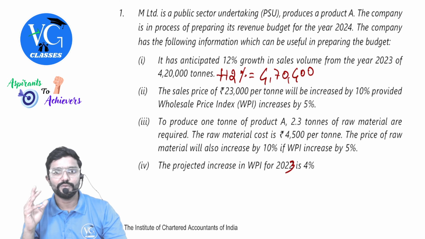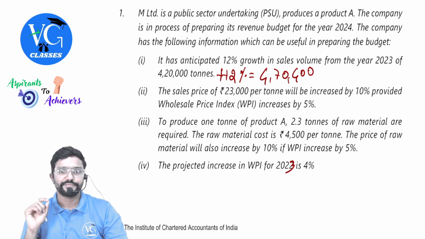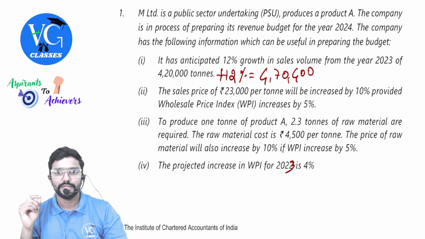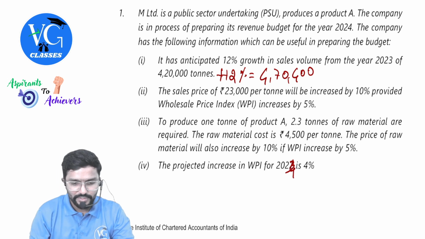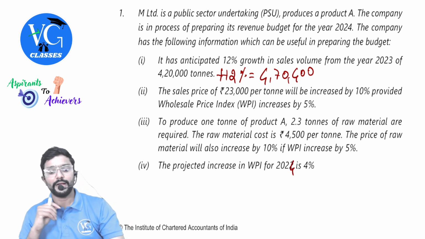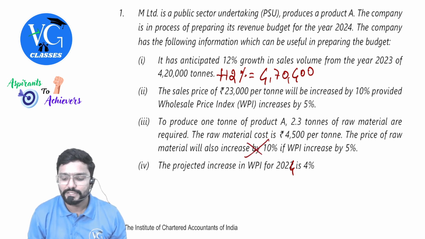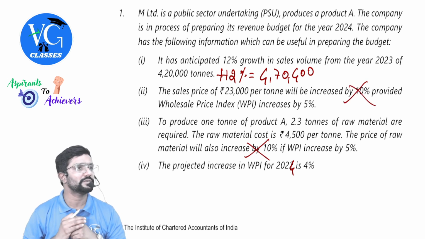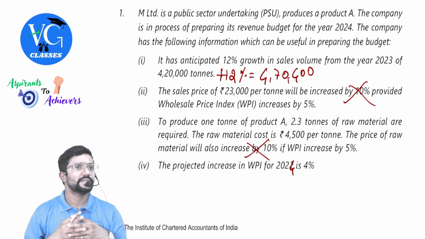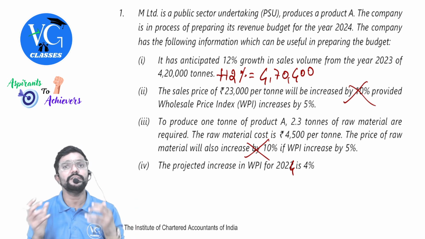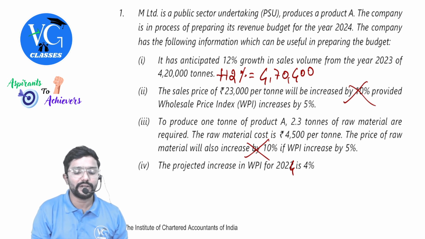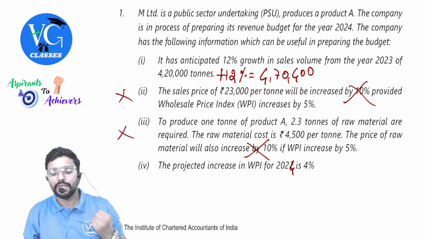Okay, I guess this is 24. It should be 24. Projected is for 24. So WPI is how much? 4%. That means this increase is ruled out. This increase also is ruled out. Why? The WPI is within 5%. Both the selling price will not increase and the material cost will also not go up, guys.